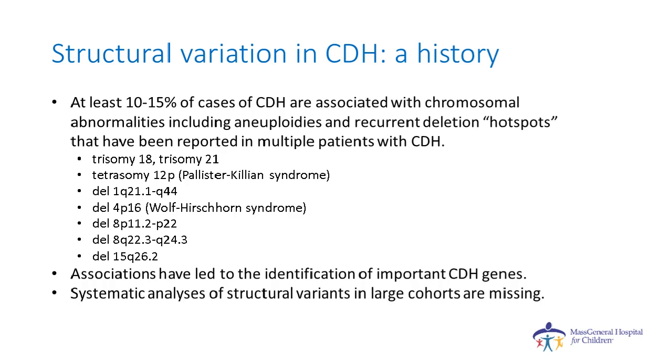There is quite a history behind the study of structural variants in CDH. We think that at least 10 to 15% of cases of CDH are associated with chromosomal abnormalities. These include aneuploidies, recurrent deletion hotspots, and that these have been reported in multiple patients with CDH. I expect we're going to see that 10 to 15% is probably an underestimate because of the challenge that we're going to talk about today of identifying and studying these types of structural variants in human disease. I've just listed here a number of the recurrent chromosomal abnormalities that we can see in CDH, but this is really only a partial list.